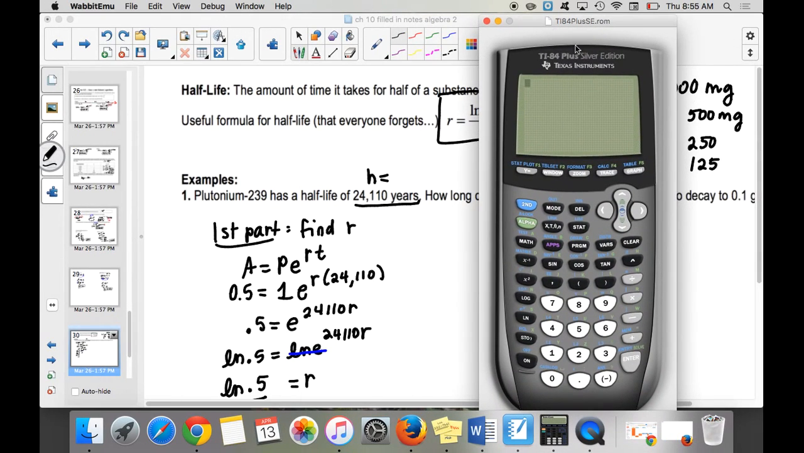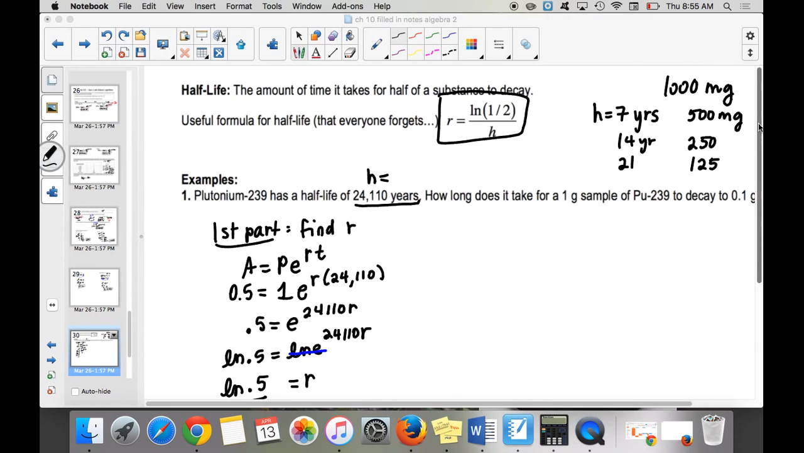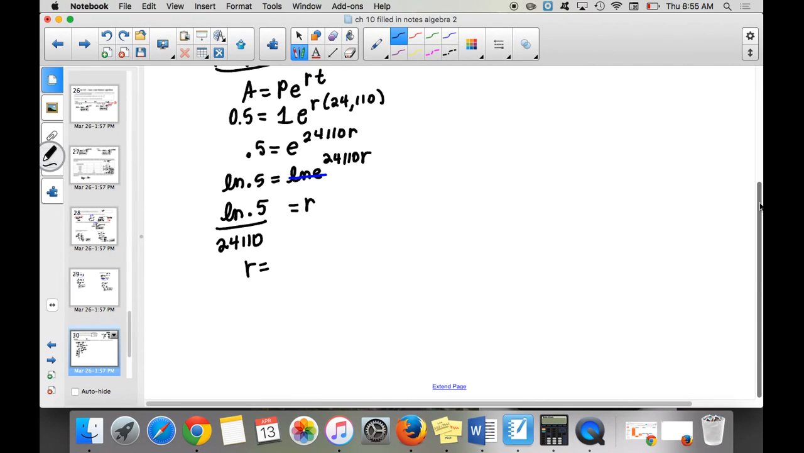Okay, so anyway, Eric, you can use this one. So here's what we're going to do. I'm putting in the natural log of 0.5. I'm dividing by that 24,110. And I get a crazy number. Do you guys see that? That's scientific notation. That is negative 2.87 something times 10 to the negative 5th. Okay, so let's write that rate down. So it's negative 2.875 times 10 to the negative 5th. Okay. And then I go on to part 2.